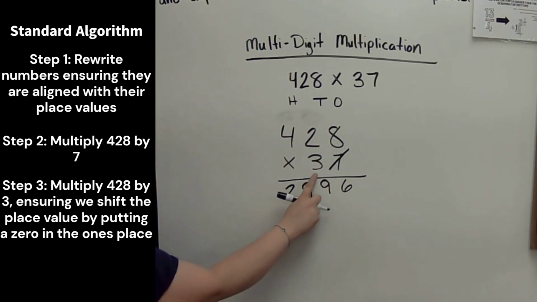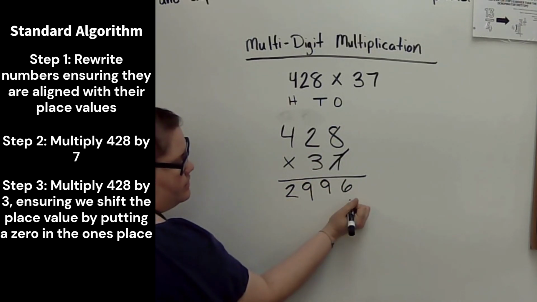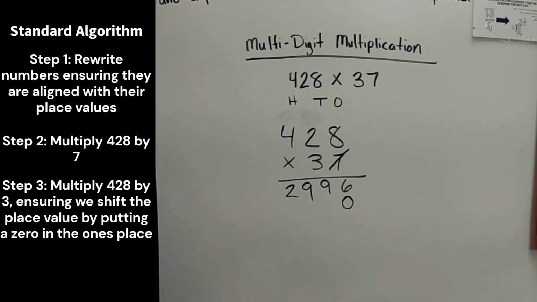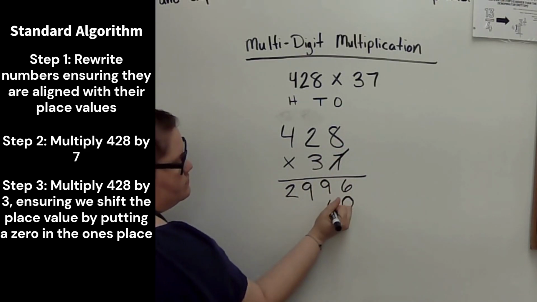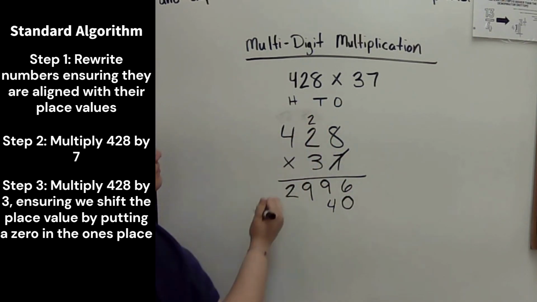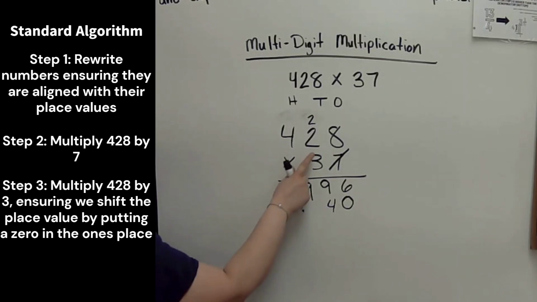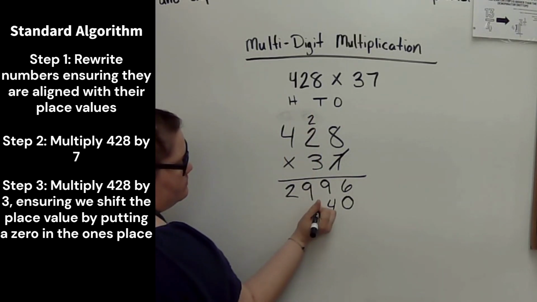And I'm moving on to my 3. Before I start multiplying, since I'm done with the 7 in the ones place, I have to put a placeholder in my ones. And we're going to fill that in with a 0. I'm going to do 3 times 8. Carry my 2. I'm going to do 3 times 2 and then add the 2 I carried.